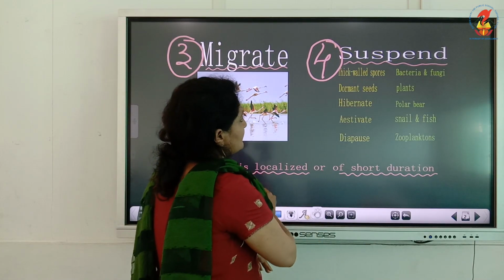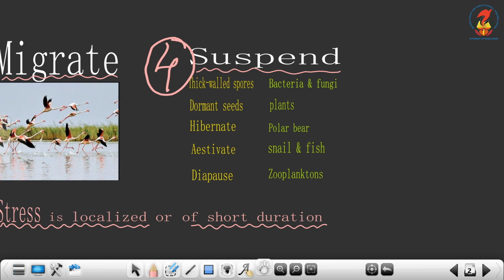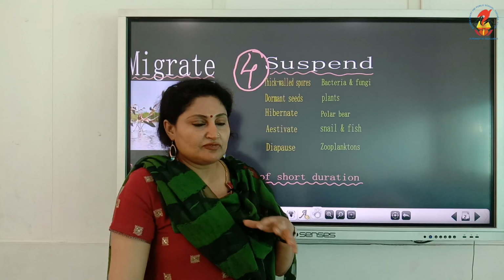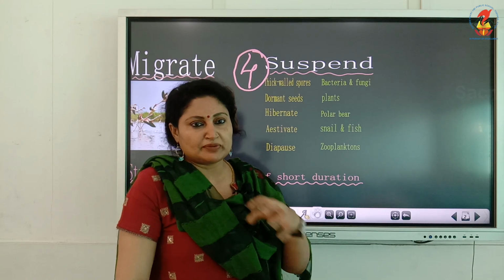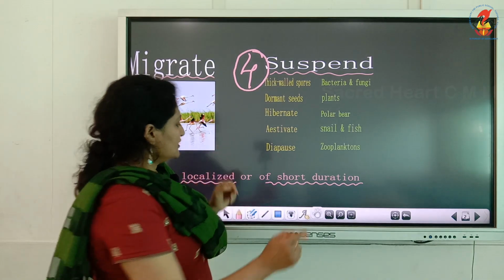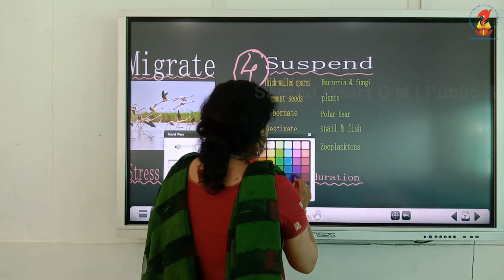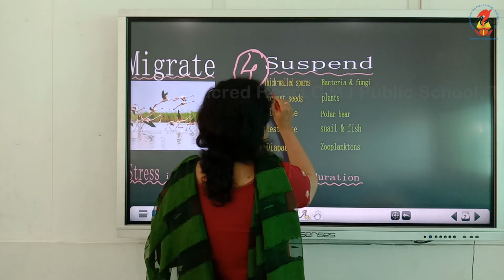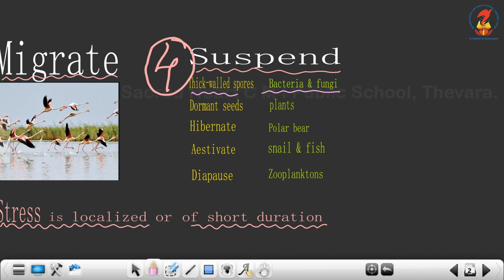The next option is suspend. Again, suspension is also for a brief period of time. If that very hostile condition is for a brief period of time, say for example desiccation, then when there is dehydration, the bacteria and fungi produce thick walled spores.